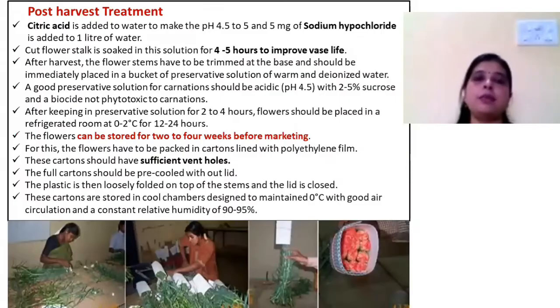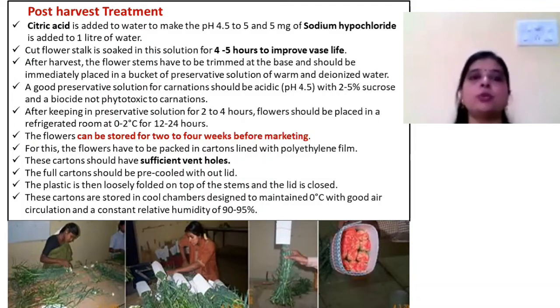Post-harvest treatment. After harvest of the flower, citric acid is generally added to the water and then sodium hypochlorite is added to it to improve the vase life of carnation. These flowers can be stored for 2 to 4 weeks before marketing.